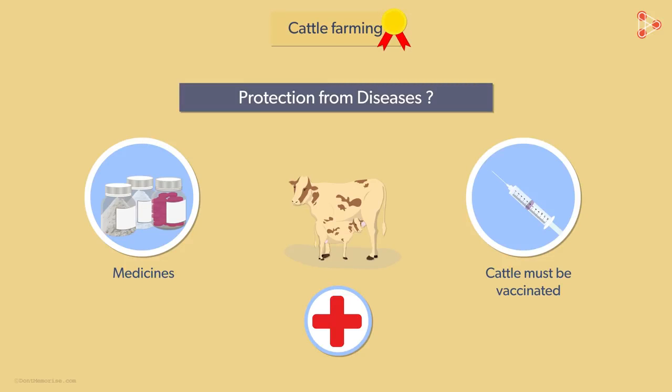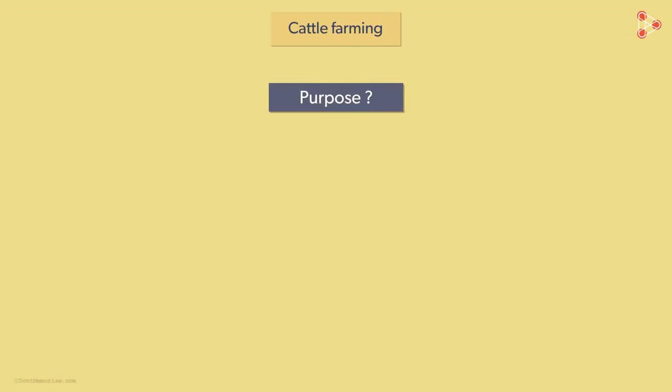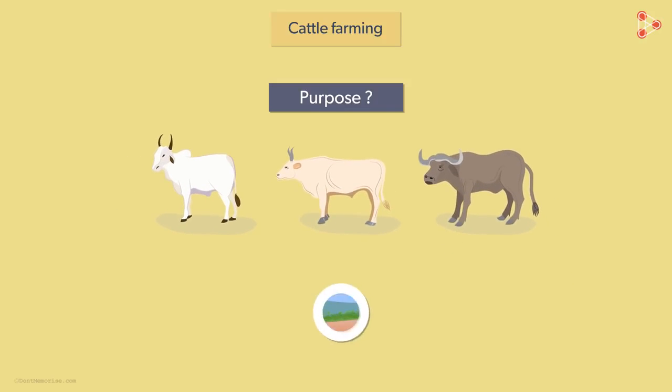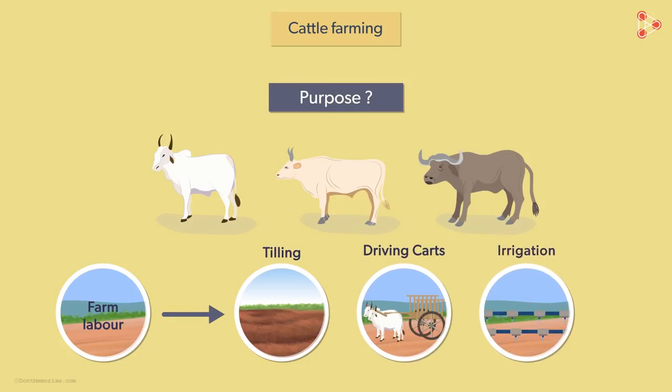Cattle farming does serve the purpose then. What other purpose does cattle farming serve? Cattle, as we know, are used as draft animals. Bullocks, oxen and bulls are used for farm labor. What work do cattle do on the farms? They are used for tilling, for driving carts and for irrigation as well.